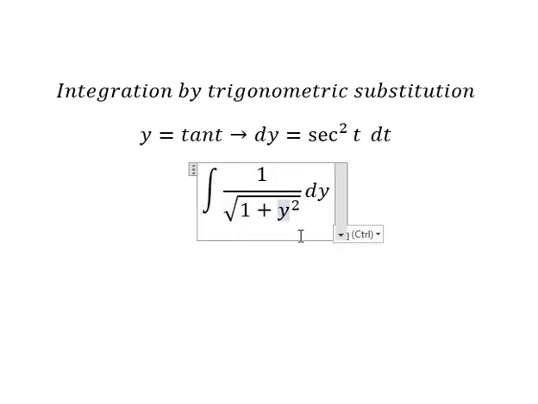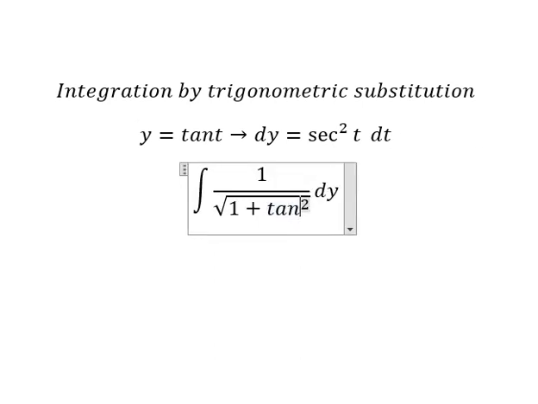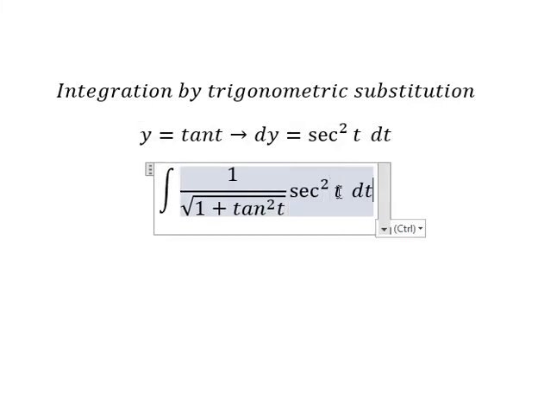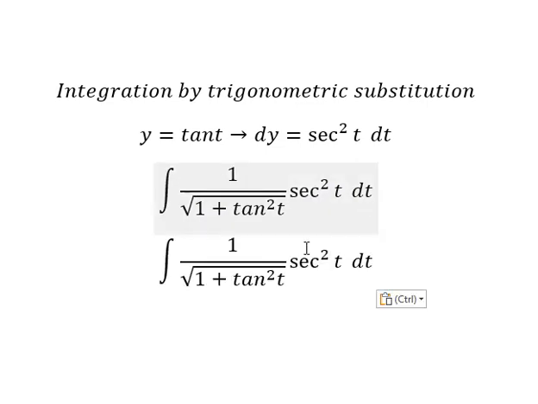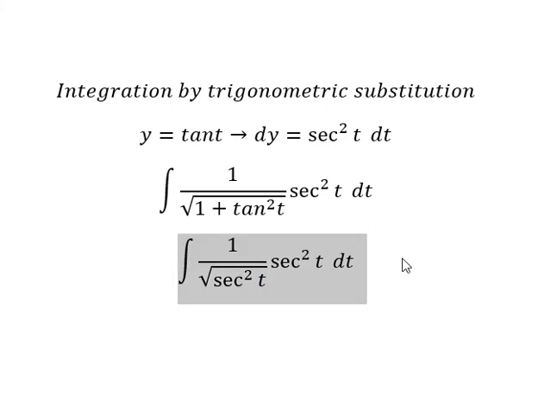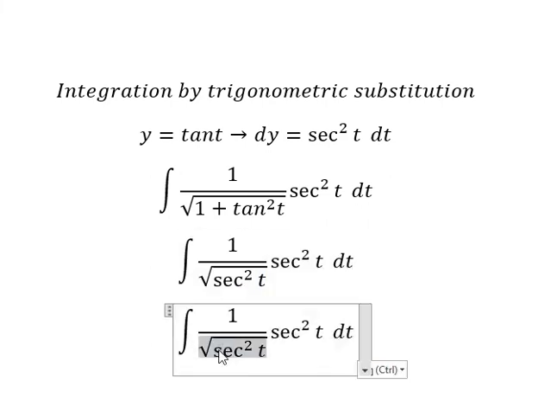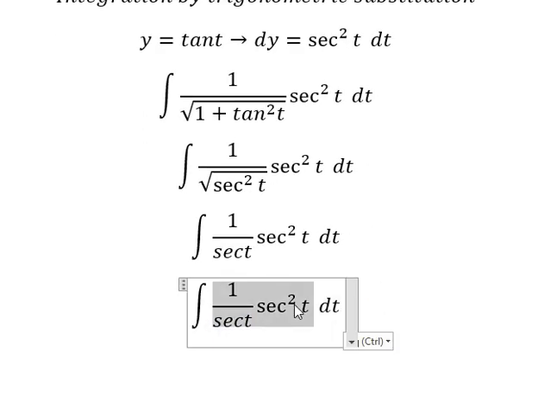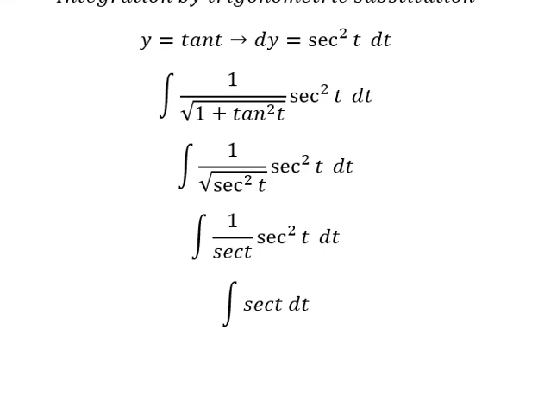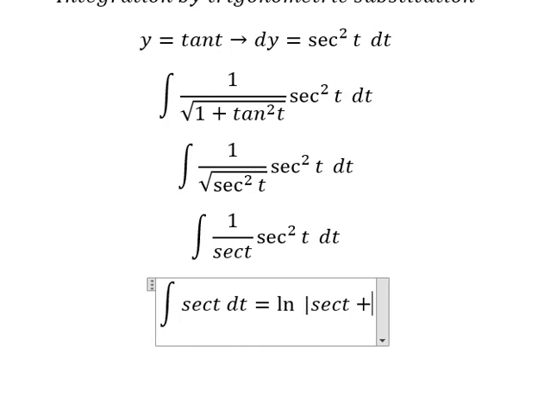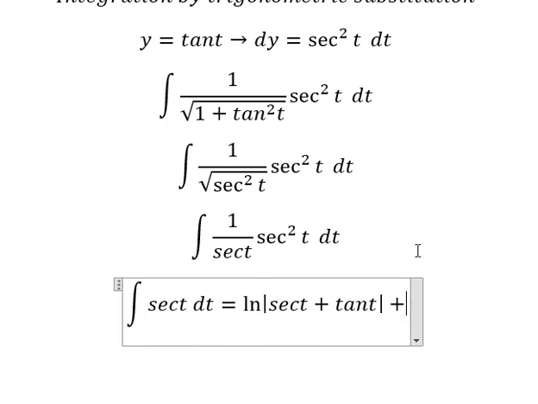So I will put this one gone here. This one we change by this one. So this one you got secant of t squared. The square root of this one we have secant of t. Now we simplify secant of t. The integration of this one we have ln of the absolute value of secant of t plus tan t, and I will put c.